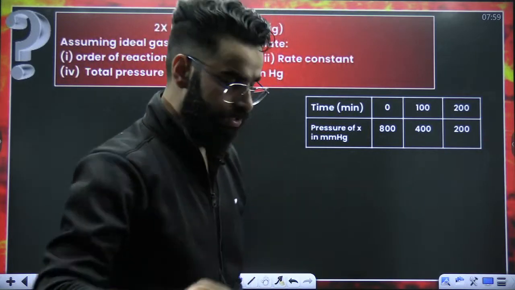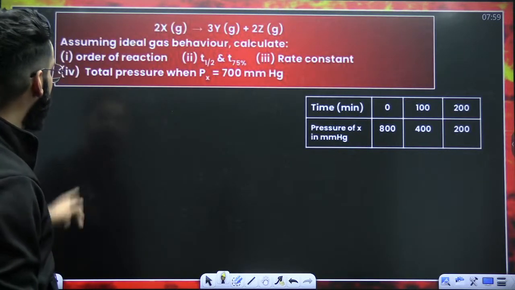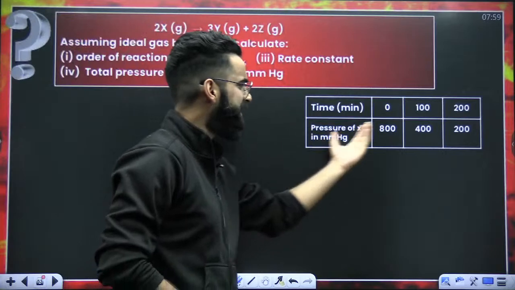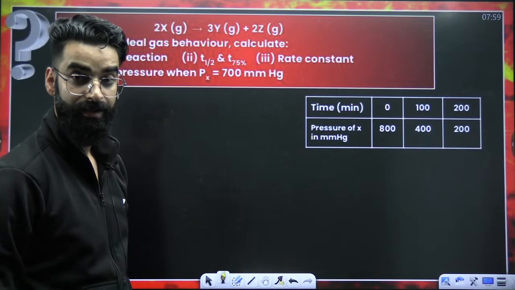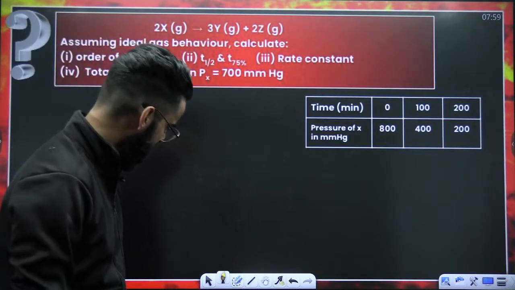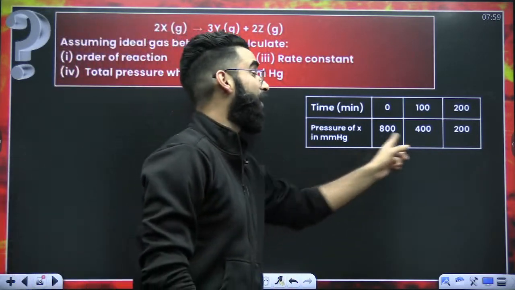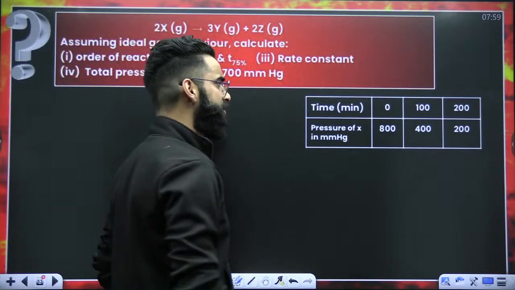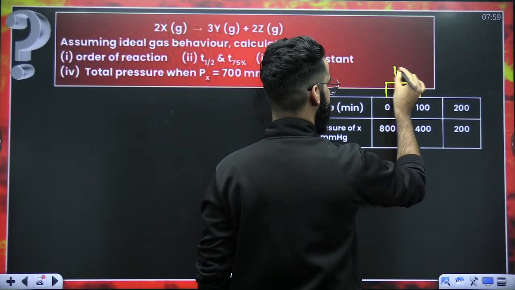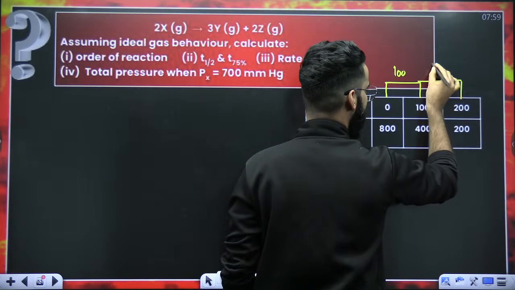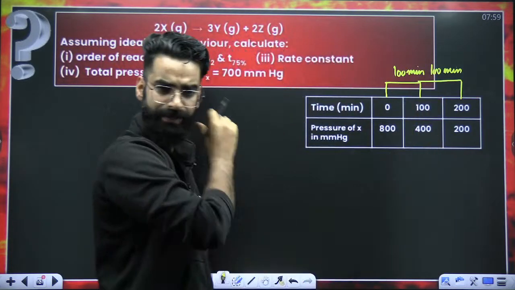Perfect. Let me give you one more question. You're given the reaction. Assuming ideal gas behavior, calculate the order of the reaction. A table is given to me. From this particular table, we have to see the order of the reaction first. Few minutes back only I told you a way to check the order of the reaction from the table, right? First of all, I want you guys to see, is the time interval same? 0 to 100. That means the time interval here is 100 minutes, right? Then from 100 to 200, again the time interval is 100 minutes. So the time interval is same.